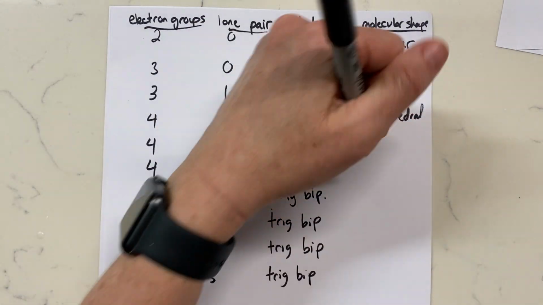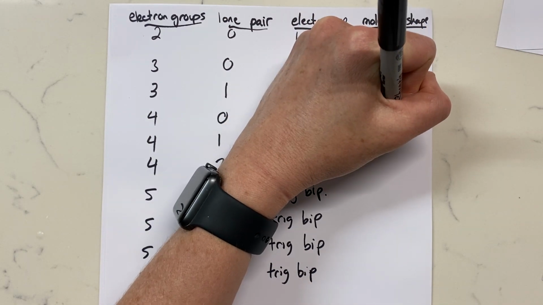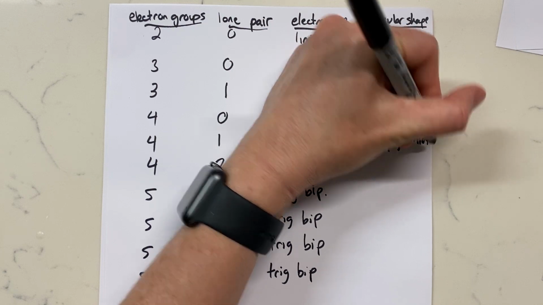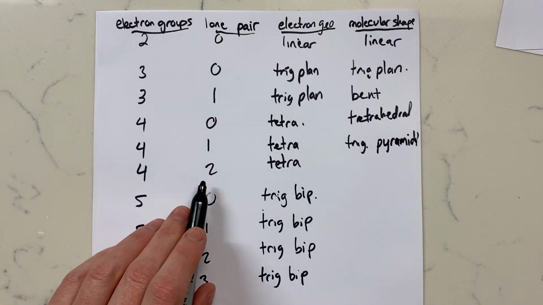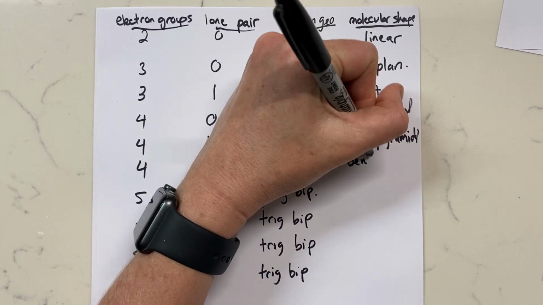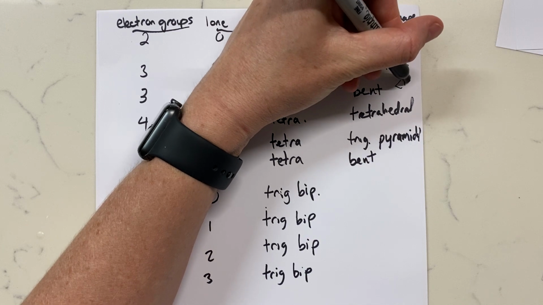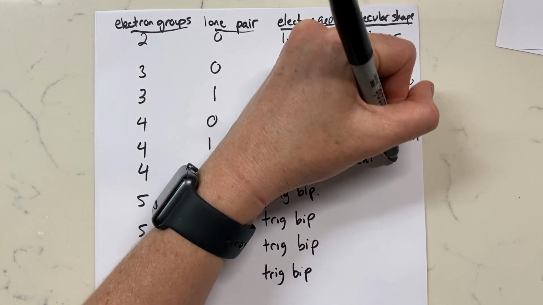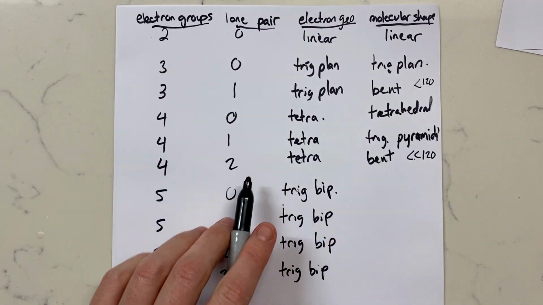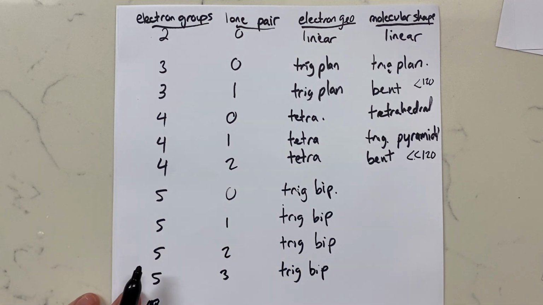If you have 1 lone pair, it becomes trigonal pyramidal. And if you have 2 lone pairs, it becomes oddly bent. Again, this bond angle is actually a little less than 120. This bond angle is actually quite a bit less than 120. So these are 2 different bents. One has an electron geometry of trigonal planar, and one has an electron geometry of tetrahedral.